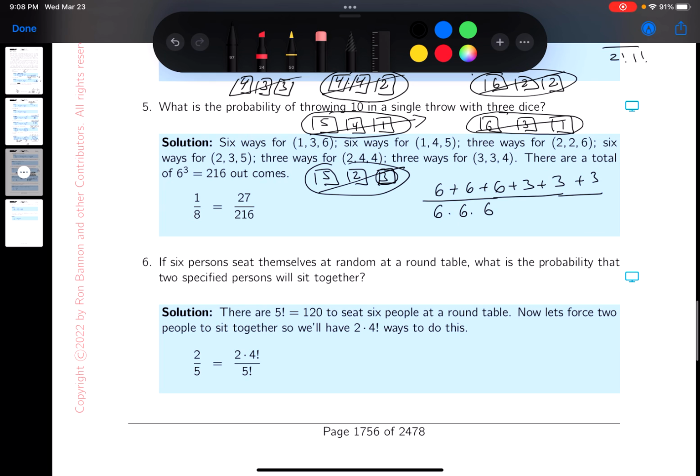All right, let's count them up. A lot of counting. Let's see, 1, 2, 3, 4. That's 27. I'm going to do this a little differently. I'm going to do 27 over 6 cubed, which is 216, and reduce it by 3. 3 goes into 27 9 times, and it goes into 6 2 times. I'm starting to see a 3 again. 3 goes into 9 3 times, and into 72 24 times. 3 goes into 24 8 times. So what do I get? 1/8. All right? A lot of counting, by the way. All right? 1/8. Thank you.